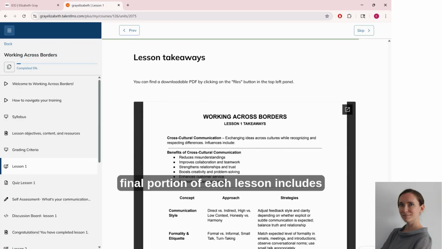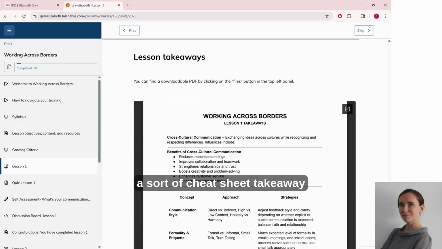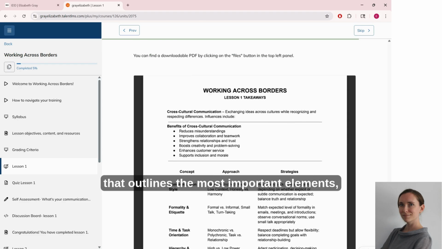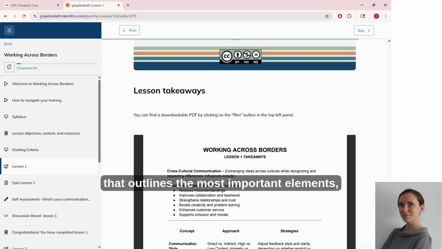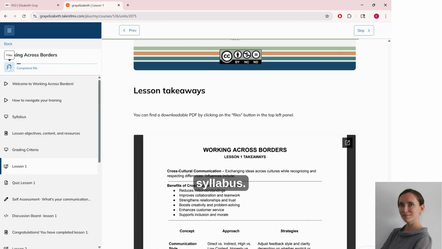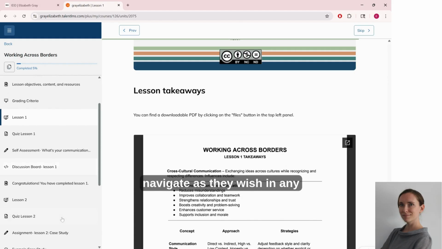The final portion of each lesson includes a sort of cheat sheet takeaway that outlines the most important elements, as well as reminding them that they can find these as a downloadable PDF in the same place they can find the syllabus. The learners are able to navigate as they wish in any order. However, they must complete all quizzes, assignments, and discussion board elements to move on to Module 2.